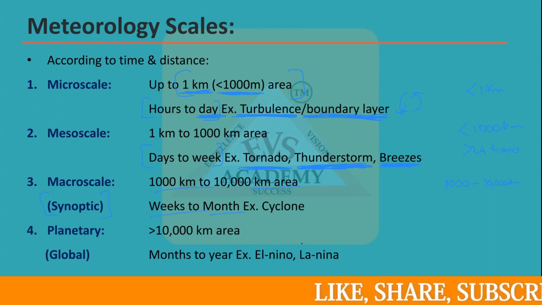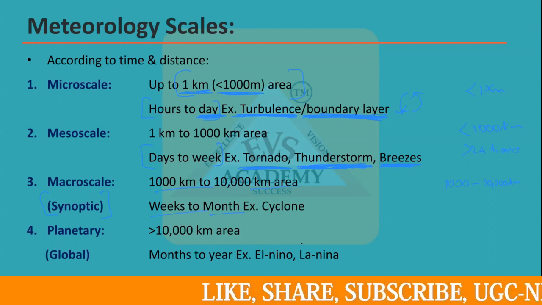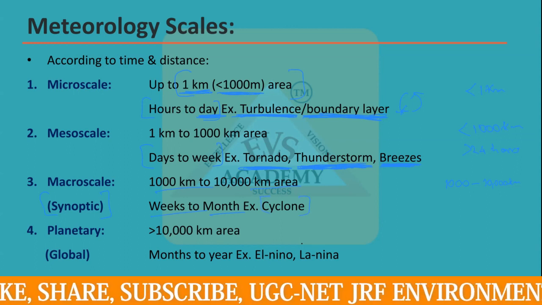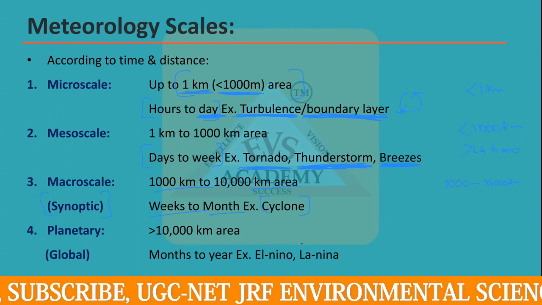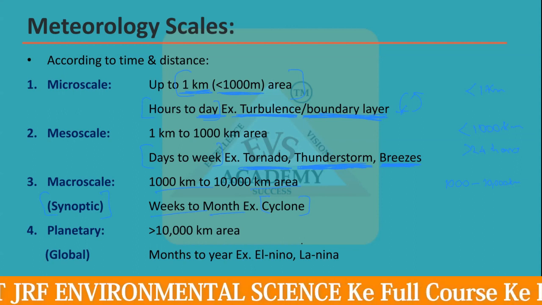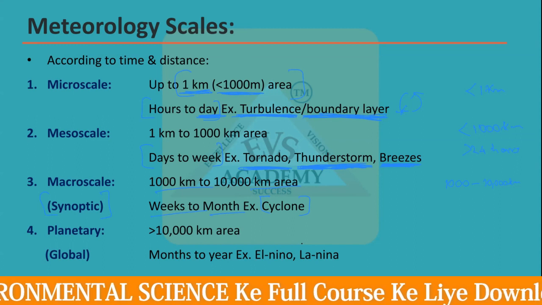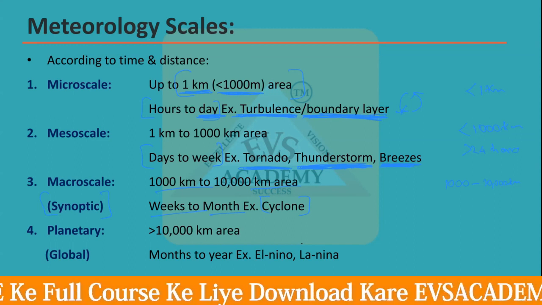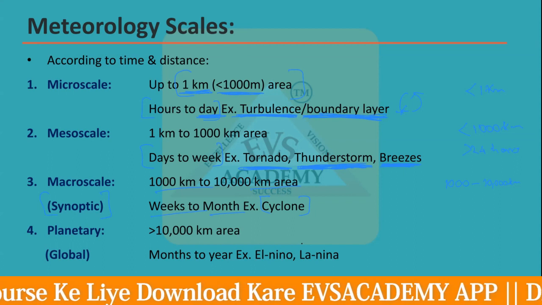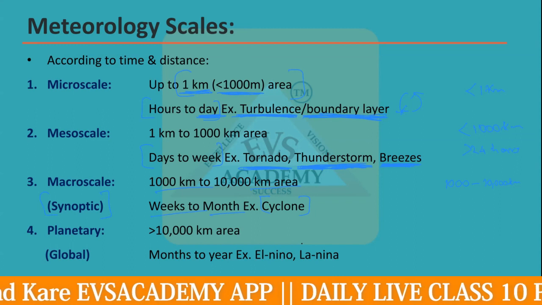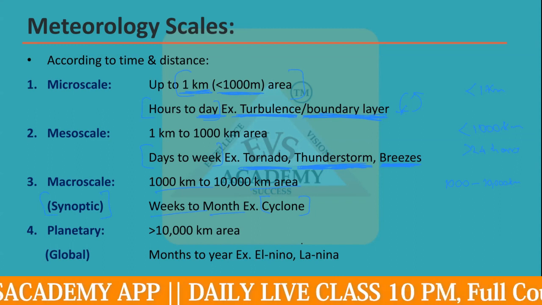For example, cyclones. Multiple times in the newspaper or on TV, you can see different cyclones forming or coming from the Arabian Sea or the Bay of Bengal. The effect of these cyclones lasts more than a week, sometimes 10 or 15 days. So these are macro scale or synoptic phenomena. Once a cyclone forms, its movement will continue for up to 7 days or more, and it can go up to 1 month as well.